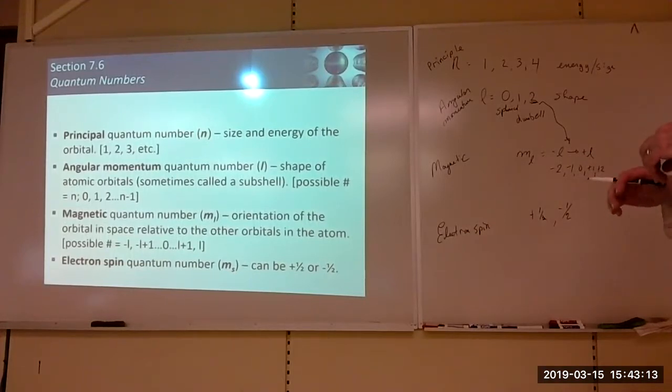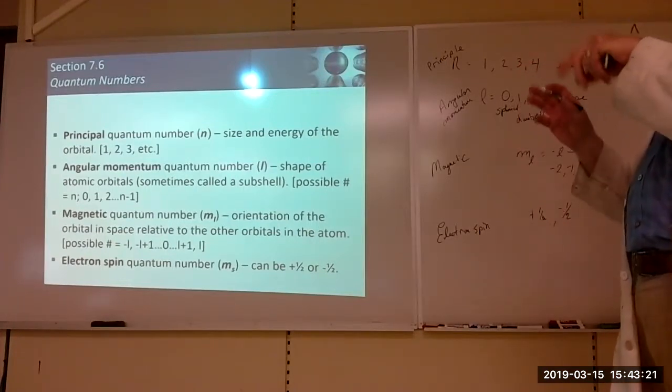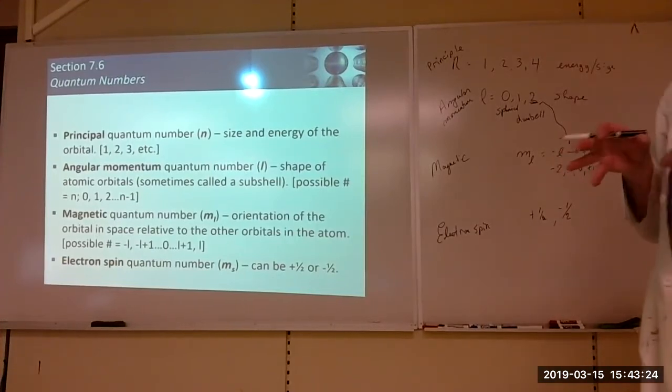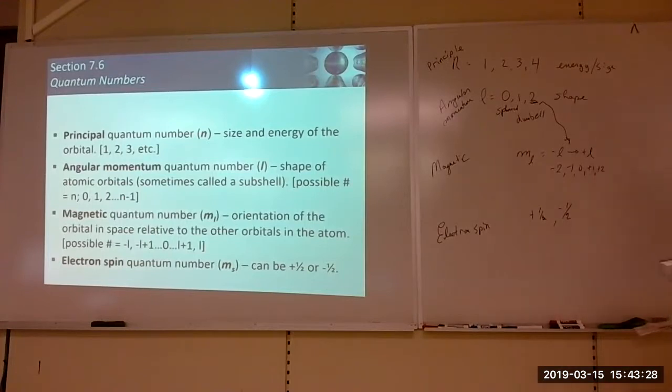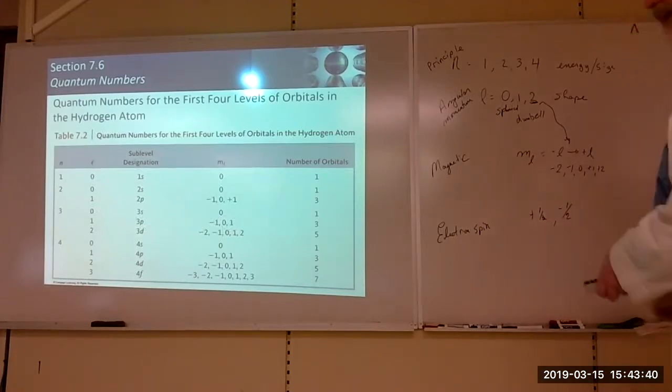Now, these numbers are not arbitrary. These values are chosen so that they can go into a formula and produce that psi squared probability. I never messed with it, and I'm not going to start now. I just need to know how this works. So here's an example. There's n: 1, 2, 3, 4. Possible L levels: 0; 0, 1; 0, 1, 2; 0, 1, 2, 3. From 0 up to n minus 1. And then the M sub L levels for each of those possible levels, and this tells you how many possible orbitals you have at each one of those levels.